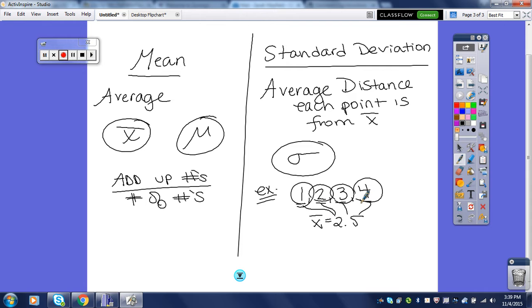So I'm going to find on average how far each of these data values are from 2.5. When I'm talking about distance, negative 3, that's 3 units away. Positive 3, that's also 3 units away. Distance is never measured in negative. You can't have negative distance. So when you're finding the distance of something, you're always going to make your answers positive, and that's where some of us might have gotten a little lost today.